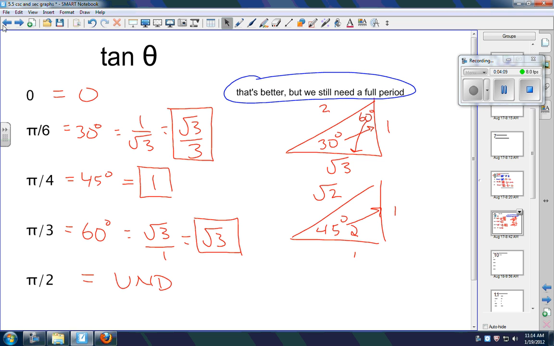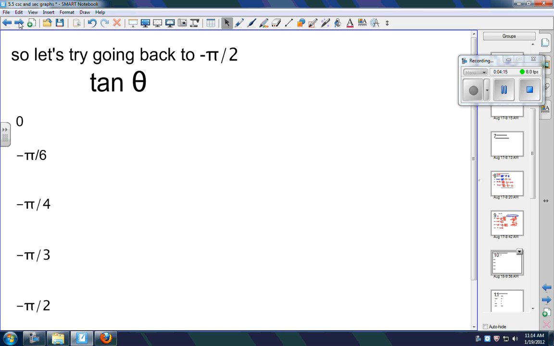So we could keep going from pi over 2 over to pi, but let's use things going backwards. So let's actually go down to negative pi over 2, and you'll see why this is going to work. So let's redraw our triangles here real quickly. If we're going to go backwards, we're going to be down in quadrant 4. So let's make this the 45, negative 1, 1, square root of 2.